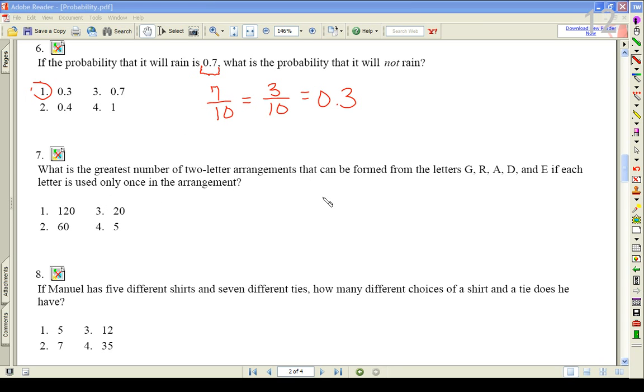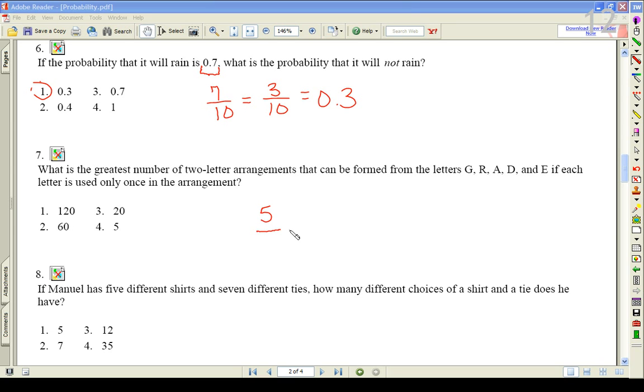Alright, question number 7 says, what is the greatest number of 2-letter arrangements that can be formed from the letters in GRADE if each letter is used only once in the arrangement? Alright, so for this one, we can either use permutation, or we can use fundamental counting principle. I'm going to use fundamental counting principle here.